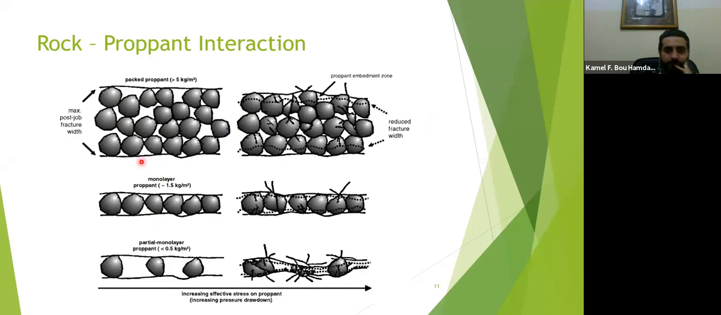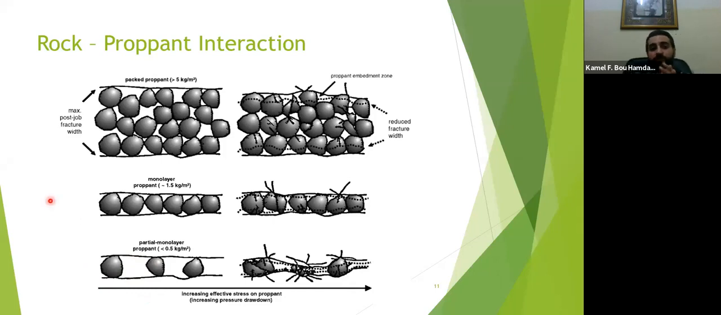Okay, so the highest, it's going to be the partial monolayer. This is going to have the largest fracture conductivity, assuming, of course, we are talking about the same proppant size. Why is it going to be the highest? Because we have large openings. So in terms of the permeability value itself, we have very high permeability over here. Fluids can easily pass through these openings to the other side.